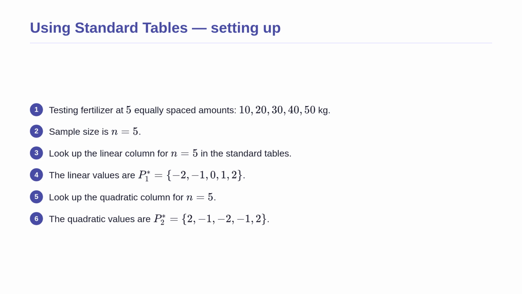We open the tables and look at the linear column for n equals 5, which gives us the whole numbers -2, -1, 0, 1, and 2. Under the quadratic column, the table provides 2, -1, -2, -1, and 2.